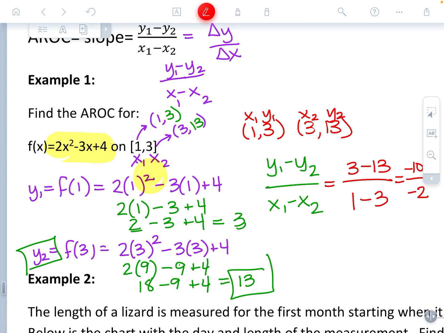Then we need to simplify. This is negative 10 divided by negative 2. A negative divided by a negative is a positive, and 10 divided by 2 is 5. So our average rate of change is positive 5. All right, that was kind of a bit. On problems like this where it says evaluate it for this function on this interval, you have to find what the y values are, and then you can plug everything into your formula.